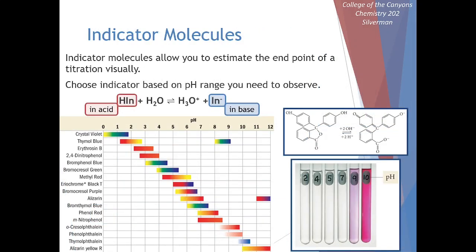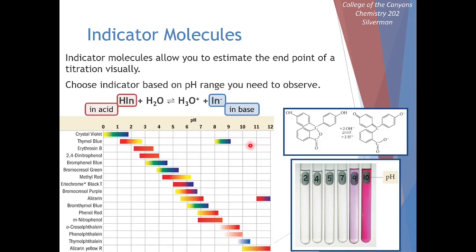We have used phenolphthalein perhaps in lab in the past. This is the one that turns this nice bright pink color. There are a variety of indicator molecules, however, which are useful in other circumstances. Choose an indicator molecule that will change color around the pH range that you want to detect.